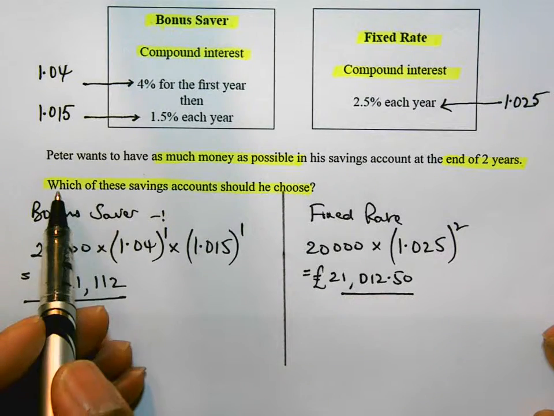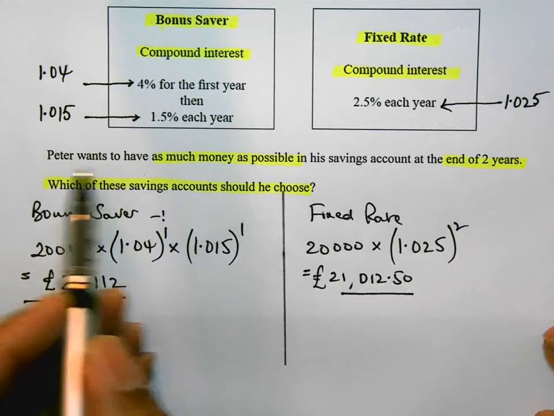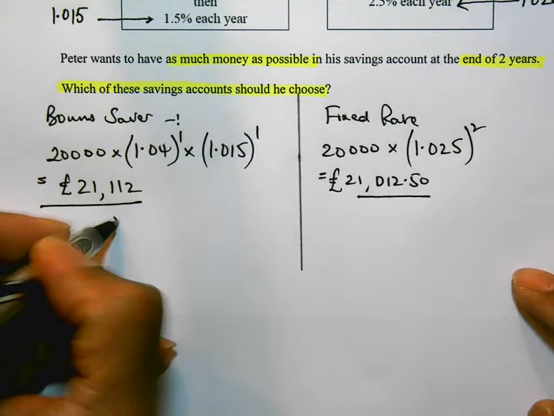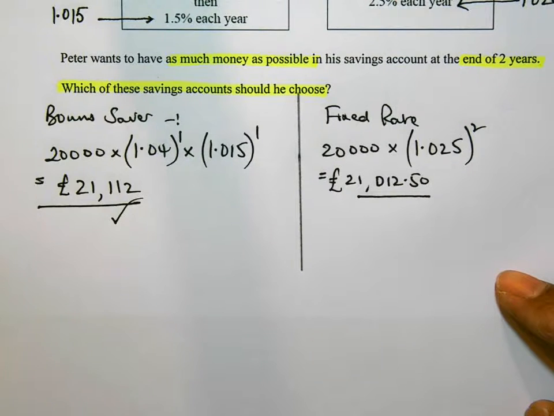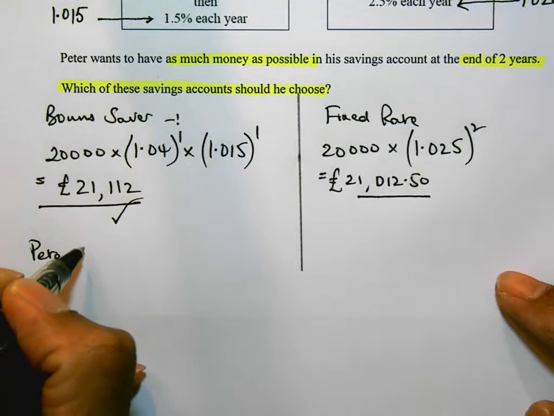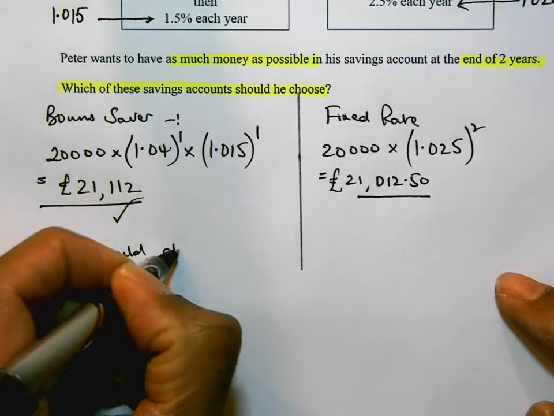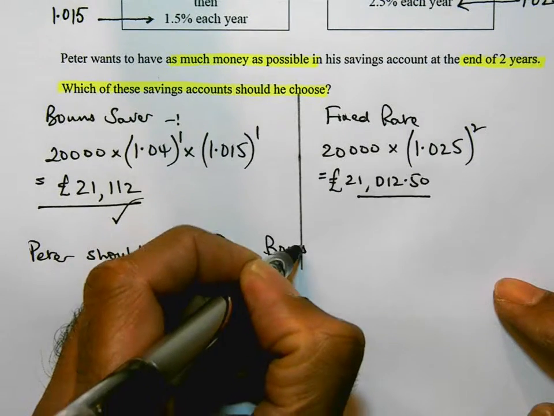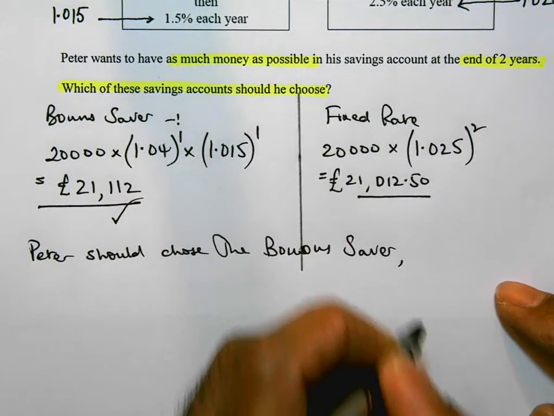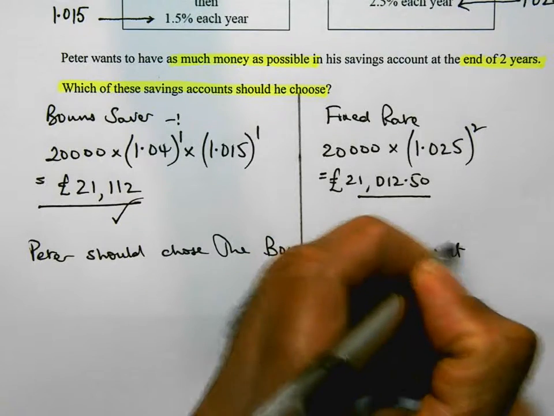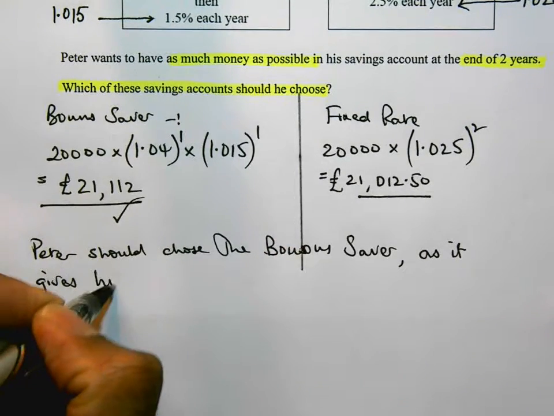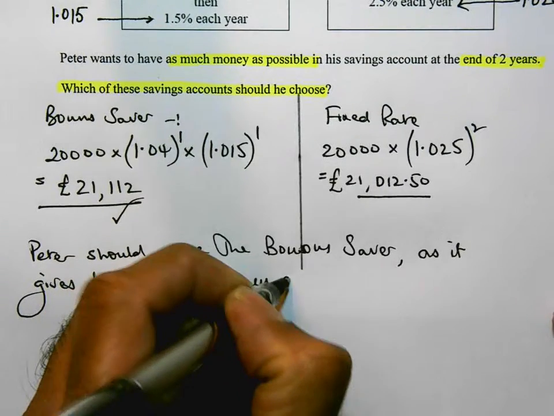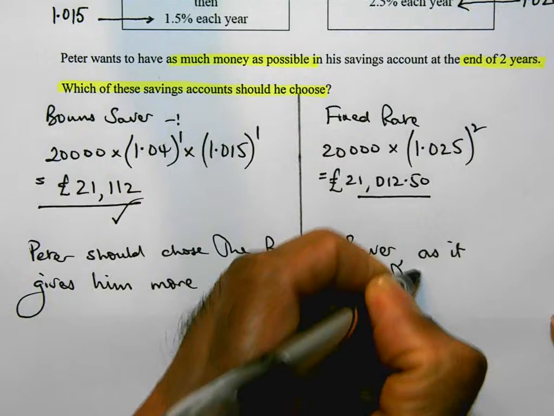Okay, so looking back at the question, which of these savings accounts should he choose? Peter wants to have as much money as possible in the savings account after 2 years. So we can see that the bonus saver actually gets him more money. And I'm going to write that as a sentence at the end. Peter should choose the bonus saver as it gives him more money at the end of 2 years.